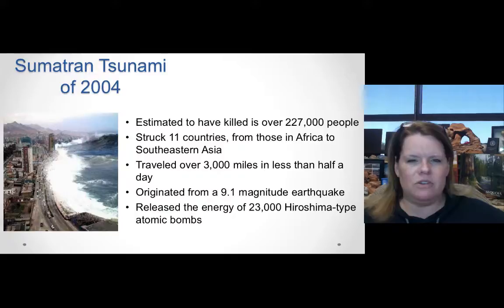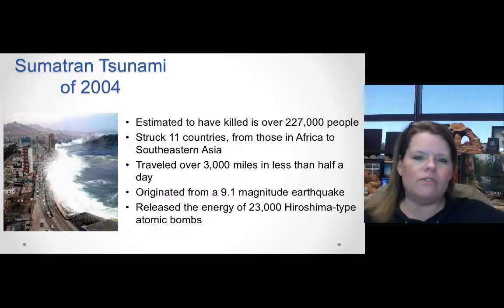It was estimated to have killed over 227,000 people, struck 11 countries from those in Africa to Southeastern Asia. Africa had the most minimal loss of life, and you can go, oh, it was the furthest away. It really didn't matter.